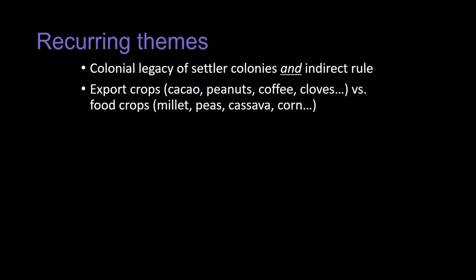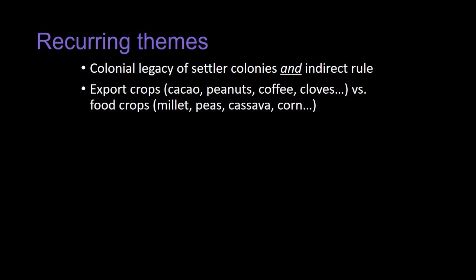So some of the recurring themes that we're going to see: colonial legacy of settler colonies and indirect rule, which still goes on today. We've talked about colonialism, neo-colonialism. This region was pretty much the last region to hold out to be colonized, and this was largely because of diseases, especially malaria. But once quinine was discovered, basically this region lost its natural protection.